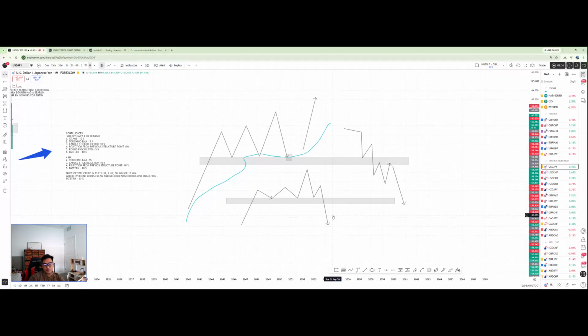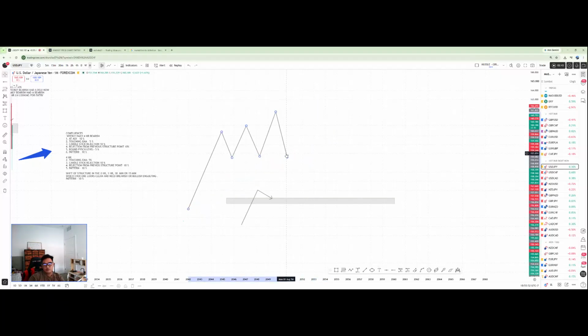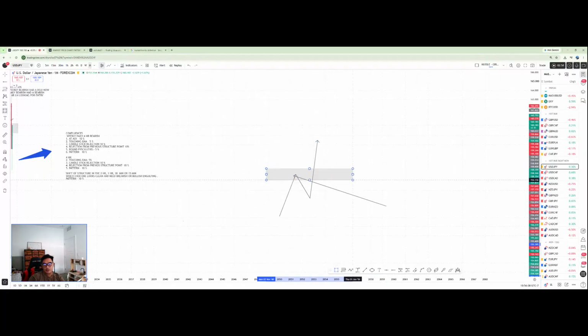Rejection from previous structure point. So rejects previous structure point. Basically, if you have a bullish trend, when you have a higher low, this is your previous structure point here. So make sure if the price comes back, there's a rejection. Rejection meaning you have your doji here, and that's going to be your weekly or daily closure candle.